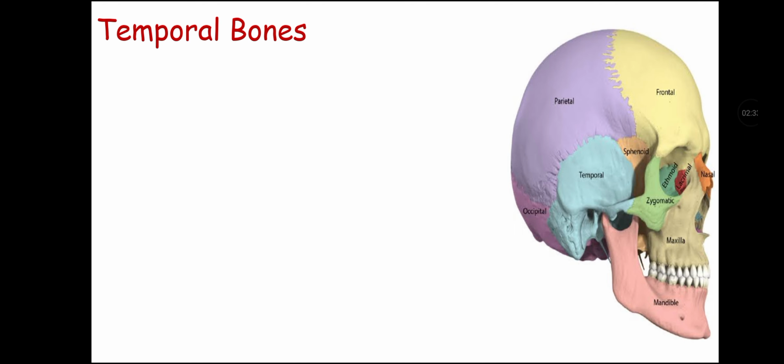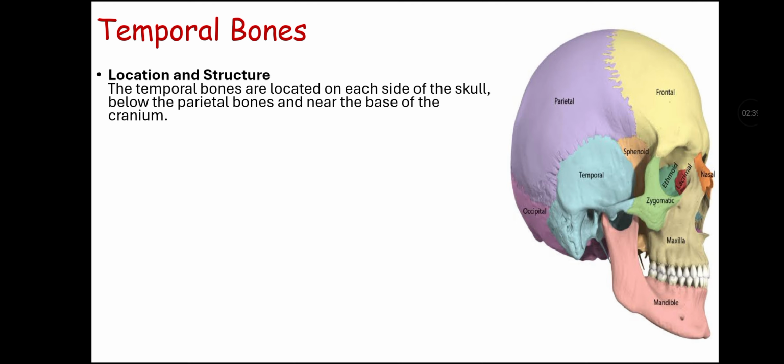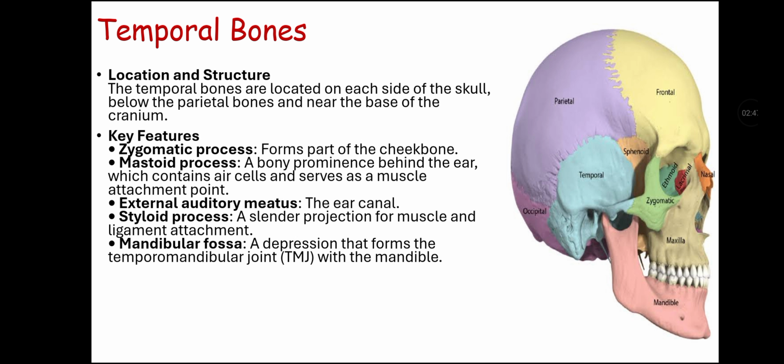Third is temporal bone, as you can see here in diagram. The blue color bone just below the parietal bone is temporal bone. Location and structure of temporal bone. Temporal bones are located on each side of skull, below the parietal bone, and near the base of cranium. Key features of temporal bone. First is zygomatic process that forms part of cheekbone.